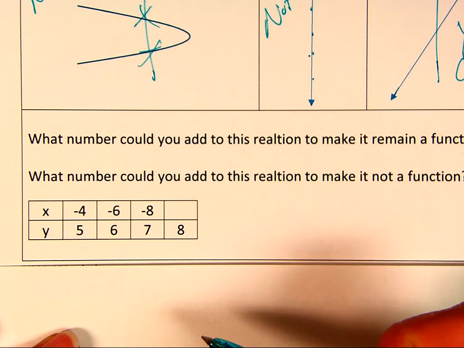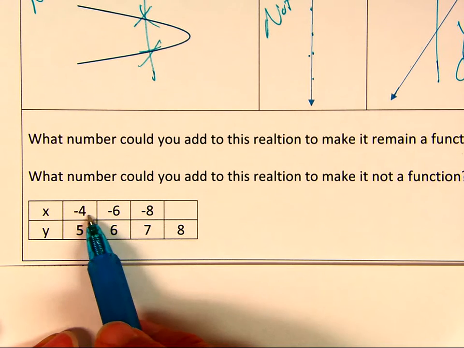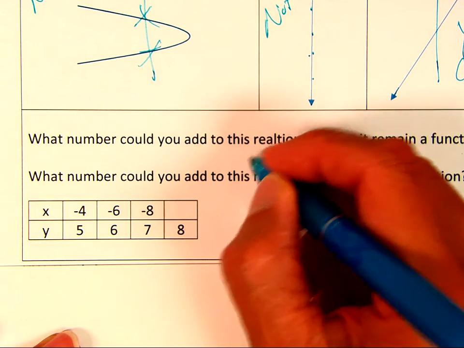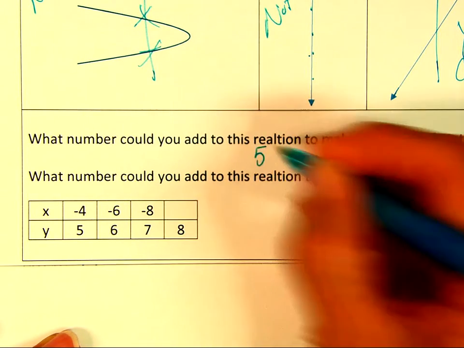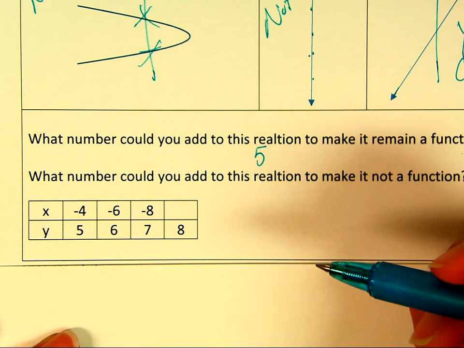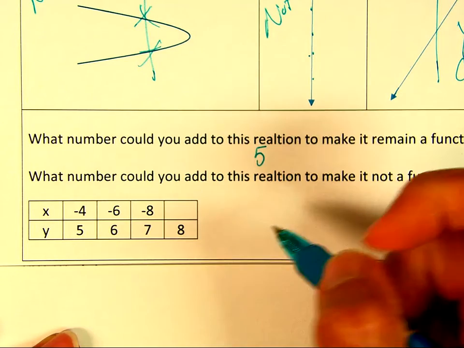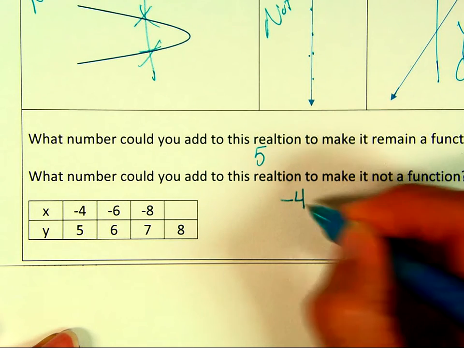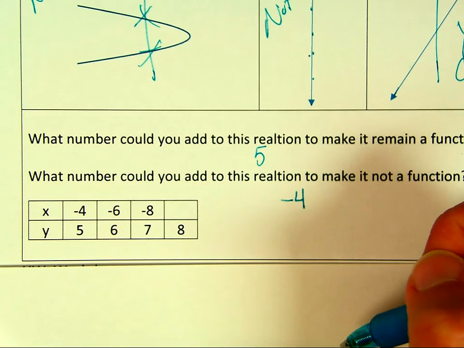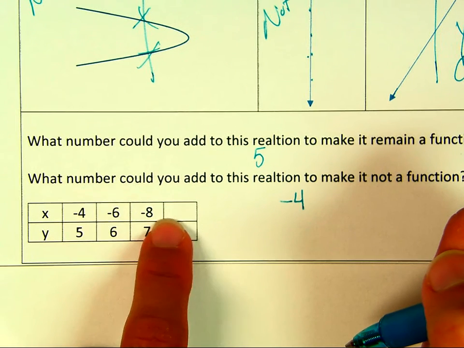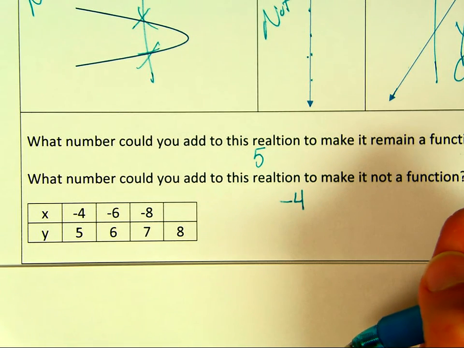How could you make it stay a function? You just have to avoid 3 numbers: -4, -6, and -8. Any other number you put there will make it a function. So for this one, we'll just say 5. But you could say 1, 2, 3, 0, 4, -5, -7. You just can't say those 3. And then for this one, there are only 3 choices. It's either -4, -6, or -8. Because if you change this to make it the same as one of the other x's, then it makes it not a function.